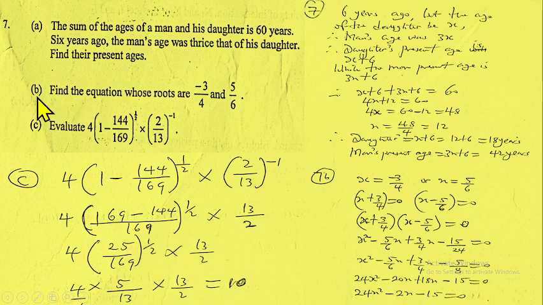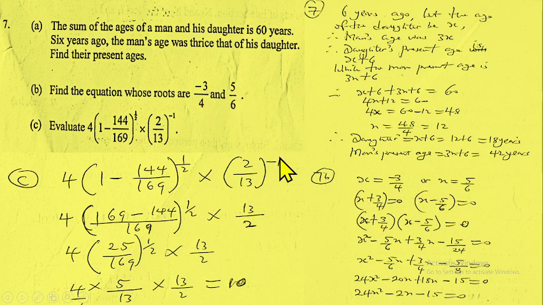Then question number 7b is from quadratic equations. We are given the roots of a quadratic equation to find the quadratic equation itself. And this can be done in different ways. But I don't want to use the further mathematics way. So let's use the general mathematics way to solve this.